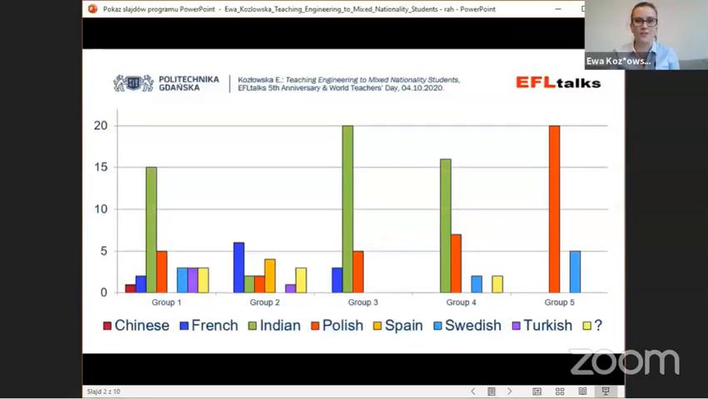but engineering, teaching engineering to mixed nationality students. And I want to kind of introduce you to the different groups of students I teach. And as you may notice, the groups are different. We have different nationalities. Sometimes we have just 2 different nationalities in the group. Sometimes we have many. And the thing is, they all come from different backgrounds. They are used to different class schedules and types of working.